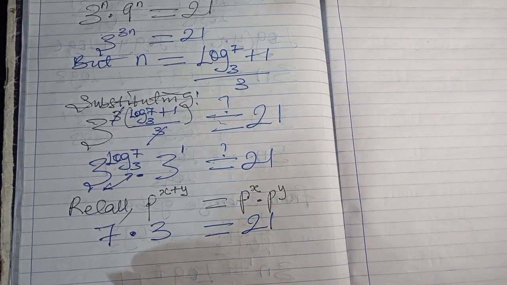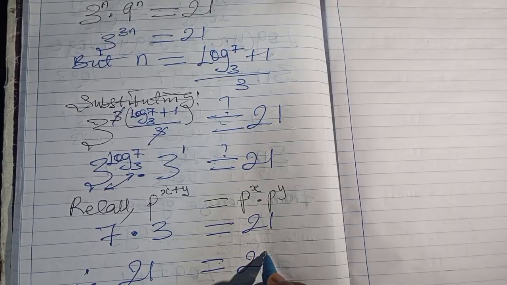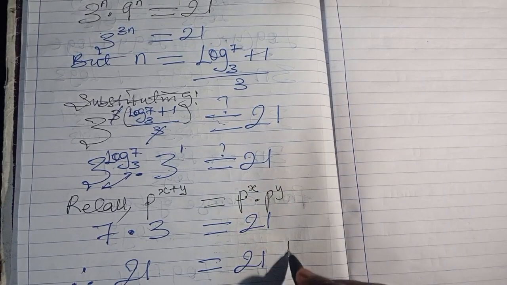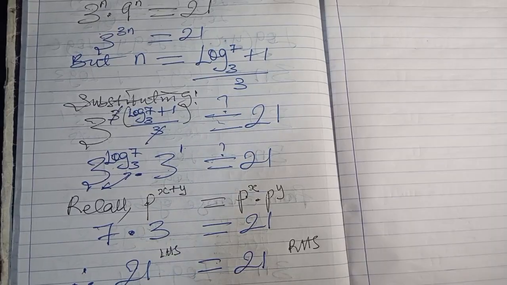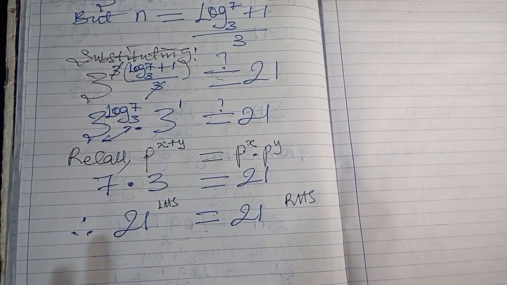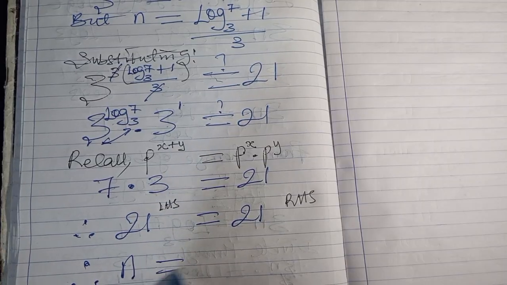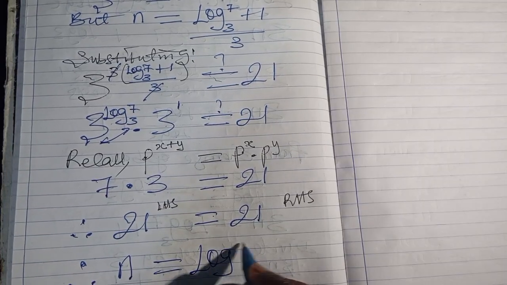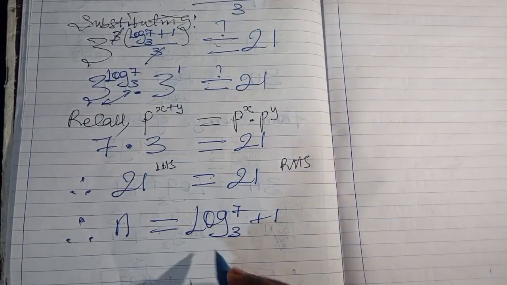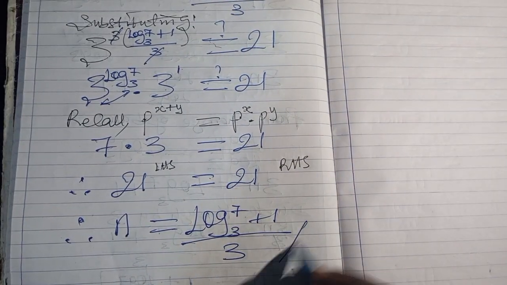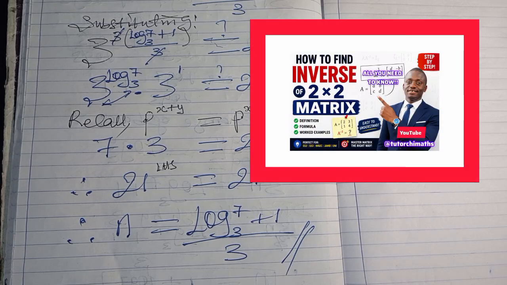Yes. Therefore, 21 is equals to 21. This is our right hand side, and we have here as left hand side. Therefore, the value of n is equals to log 7 base 3 plus 1 all divided by 3. This is correct.